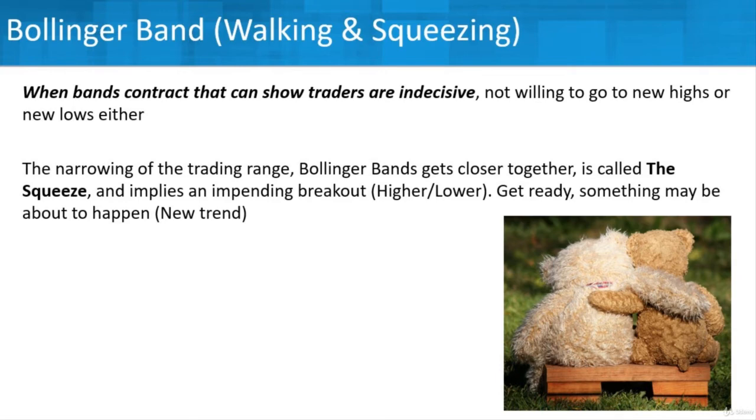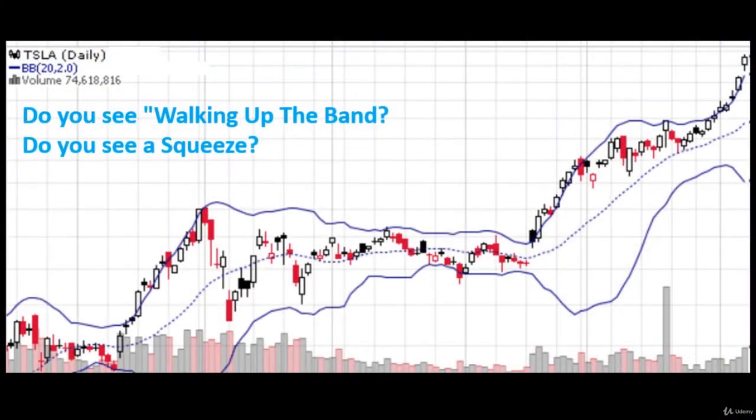So it's important to know, when you're looking at Bollinger Bands, are you in a period where things are walking up or down a band? Are they squeezing, or are they in the process of one of those two things happening? So let's take a look at an example chart here and see what we see.